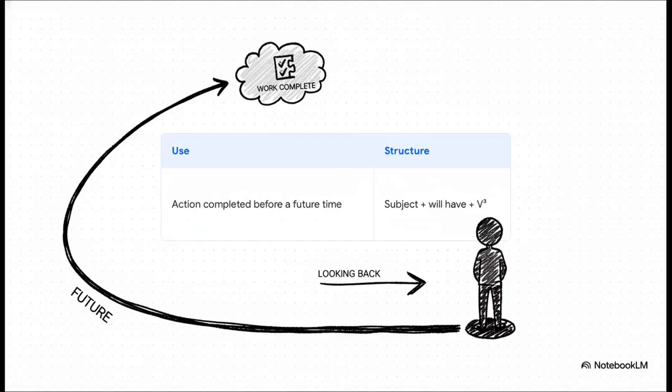Now check out the perspective shift here. With the future perfect, you're basically standing at a point in the future and looking back at something that's already finished. When you say, I will have finished the work by evening, it means that when evening arrives, the work is already done. It's in the past from that future point of view.